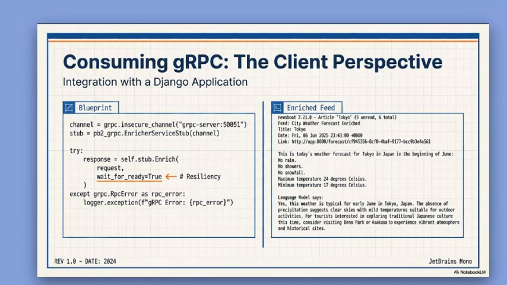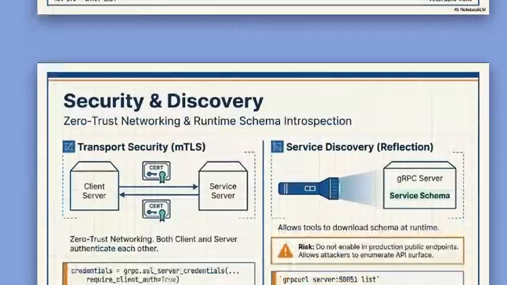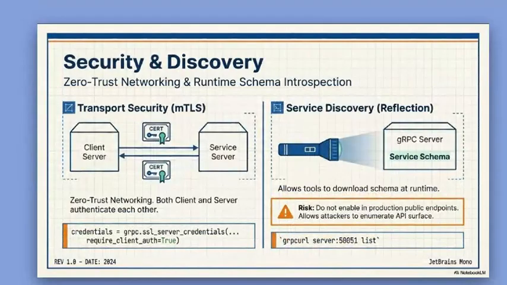Okay, we have to talk about security. Zero trust networking. This sounds intense. This is mTLS, mutual TLS. Usually I just check for the padlock icon on a website, right? And that means I trust the server. That's one-way trust. You trust the bank. But does the bank trust you?